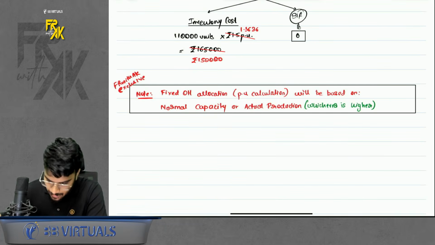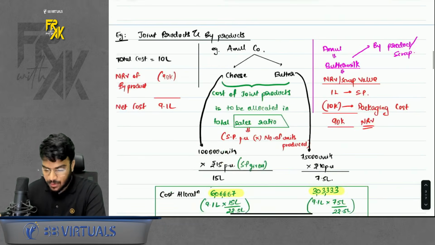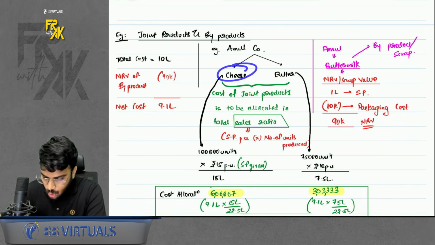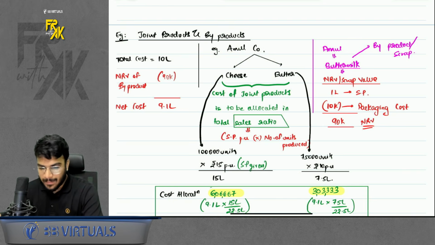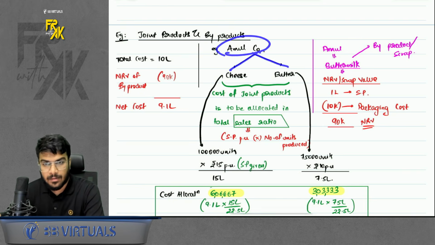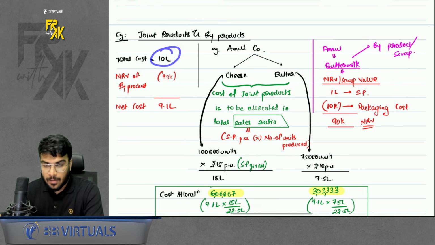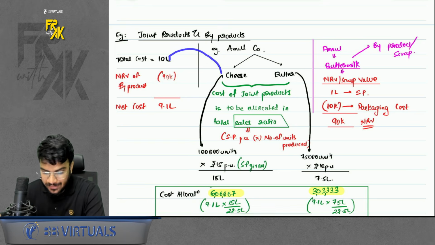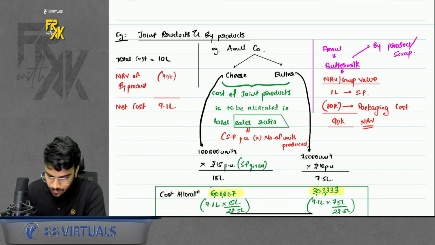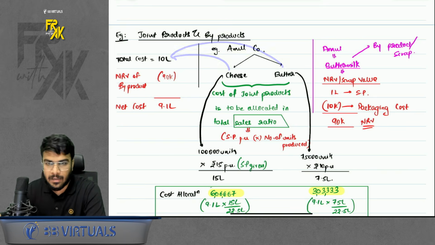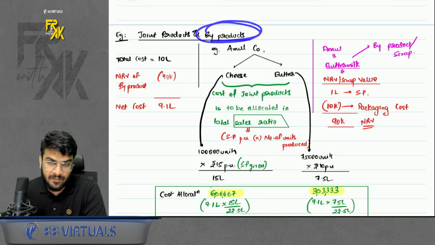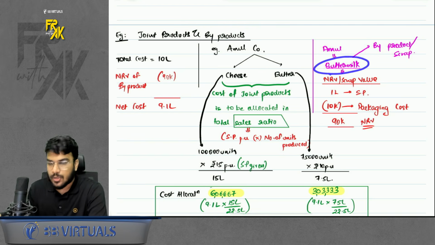Sometimes what happens is you are manufacturing two products together and you are incurring cost together, but you don't have the bifurcation of the cost. Example, Amul company prepares cheese and butter. They incur 10 lakhs total cost, but don't have the bifurcation of how much out of 10 lakhs was incurred for cheese and how much was incurred for butter. Now what to do in that case? And also there can be a byproduct which results, right? Like buttermilk. So what to do?